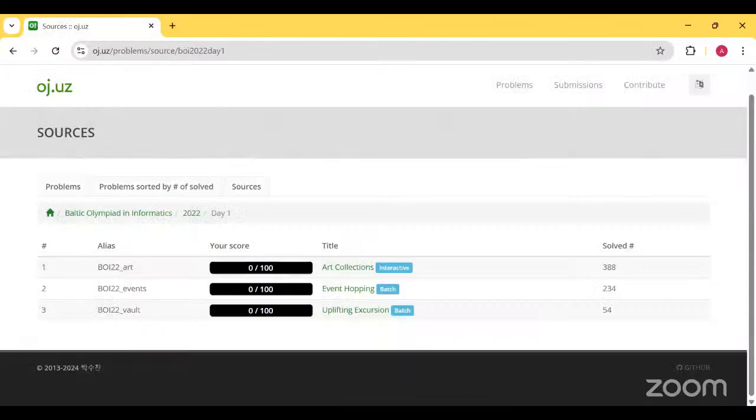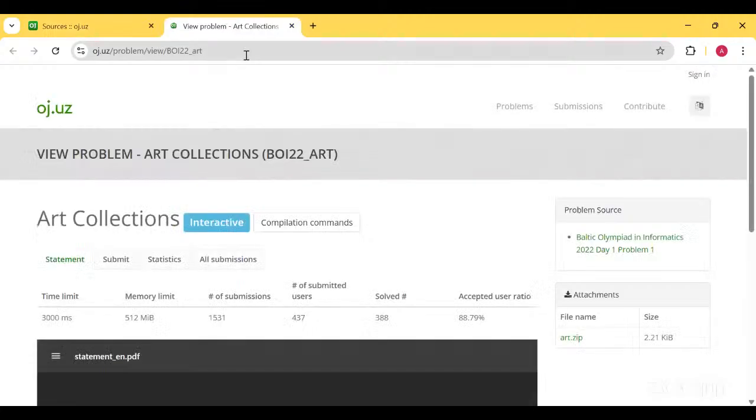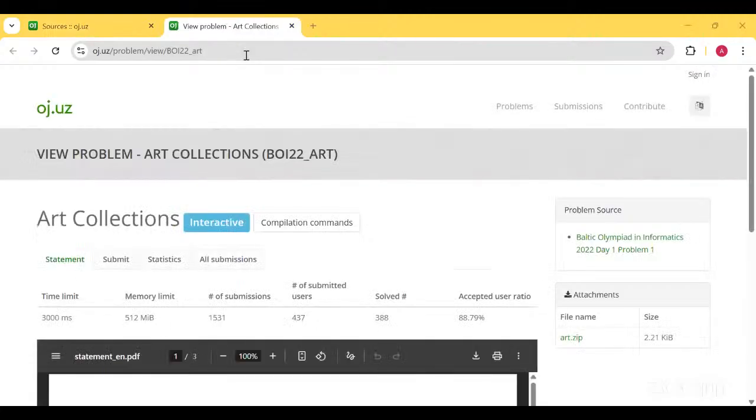So today you did the Celtic Olympiad in informatics, and there are three problems, and I think it is easier than the last contest since more users solved it. Maybe let's start from the first one. I think both of you got accepted on this problem.